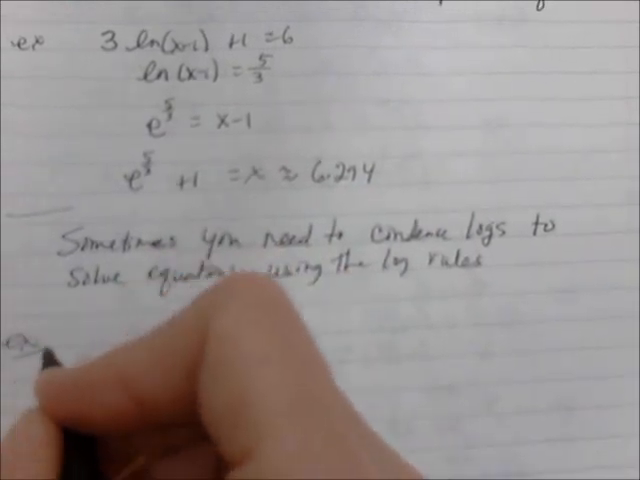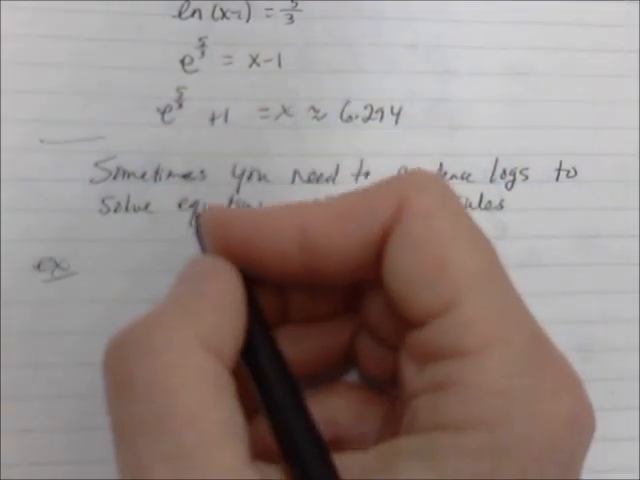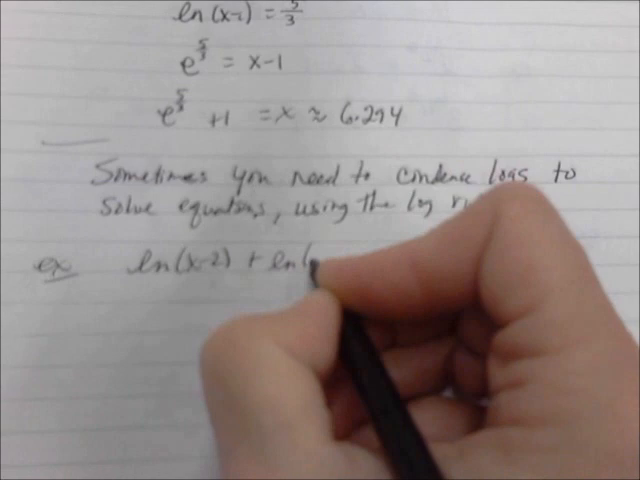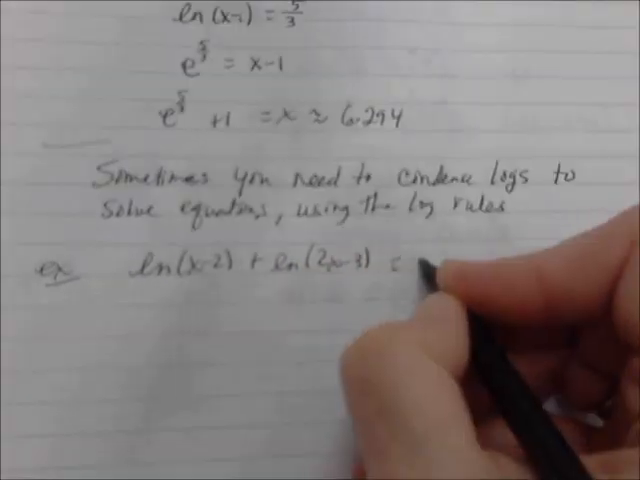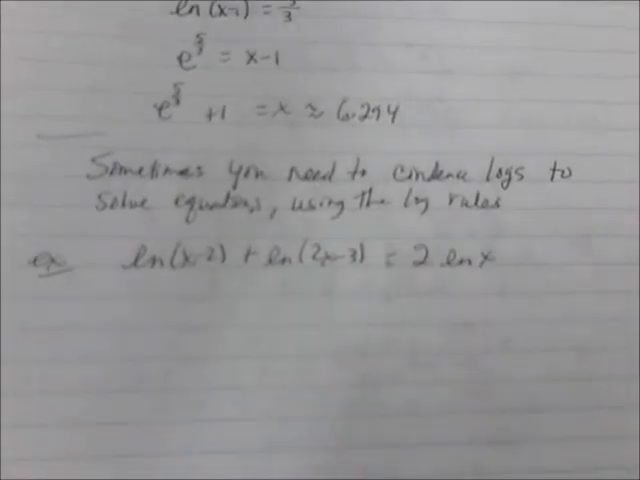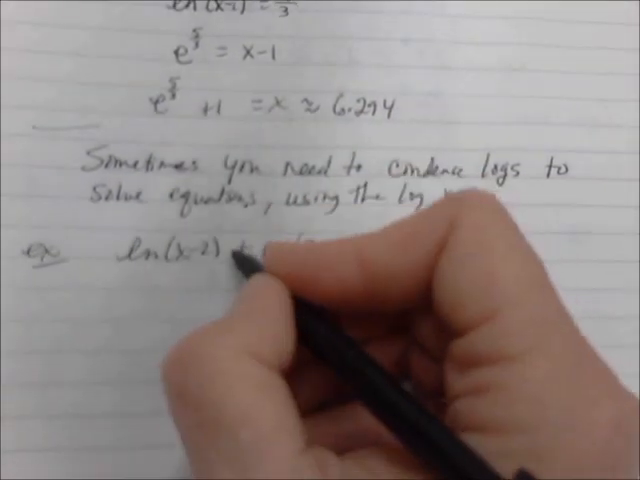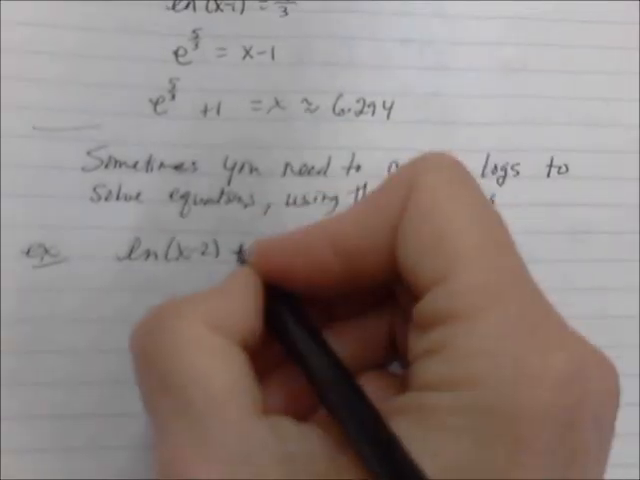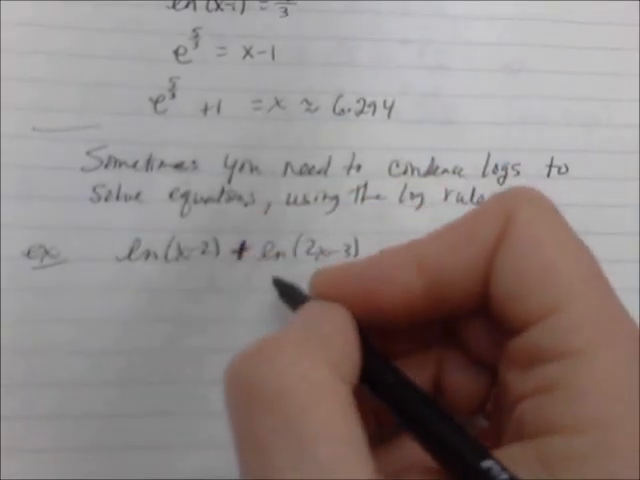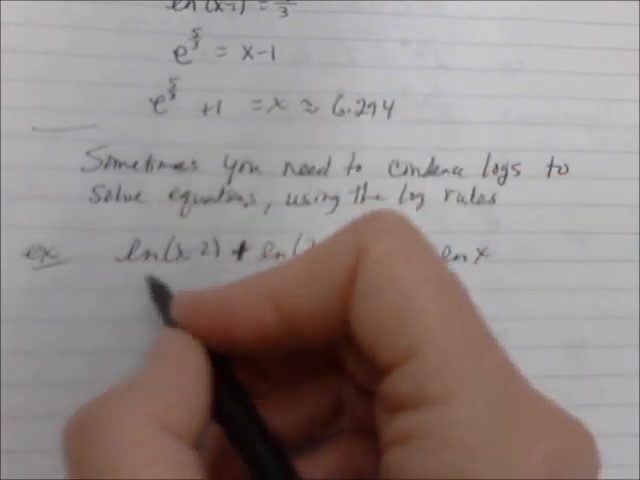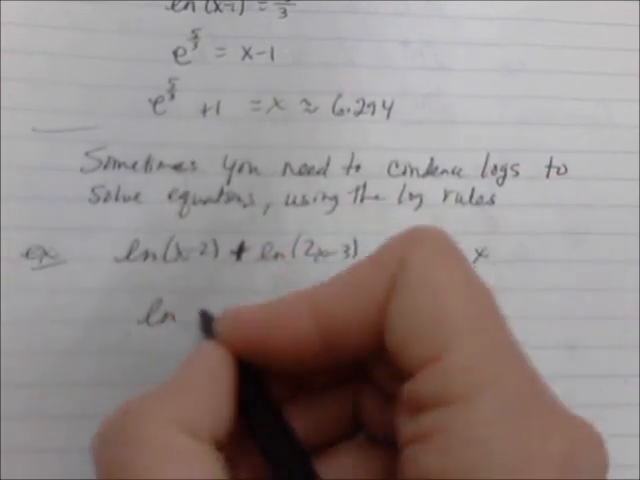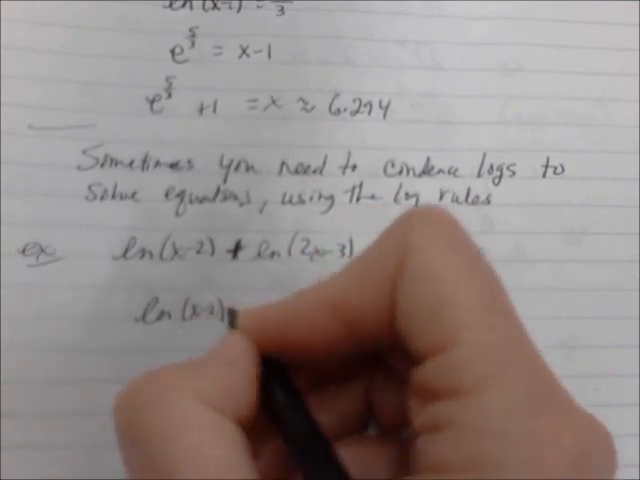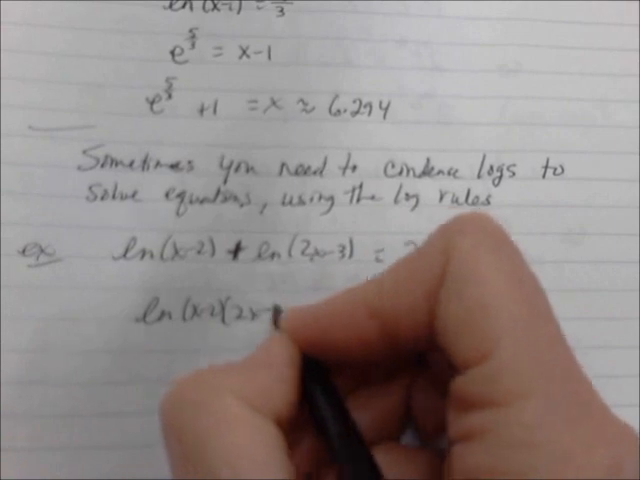So for example, maybe you'll have a log equation that looks like this: the natural log of x minus 2 plus the natural log of 2x minus 3 is equal to 2 times the natural log of x. Well, when you have 2 terms with a log in it, and they're separated by a plus, they're added together, this is the product rule, and the product rule says you're going to take those 2 logs and condense them into one log, and you're going to multiply those arguments. So x minus 2 gets multiplied by 2x minus 3.